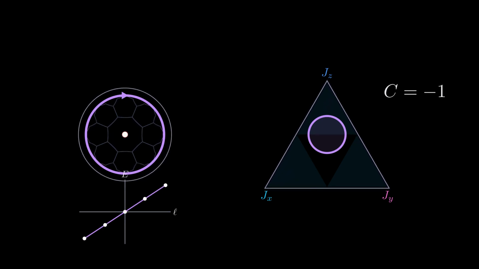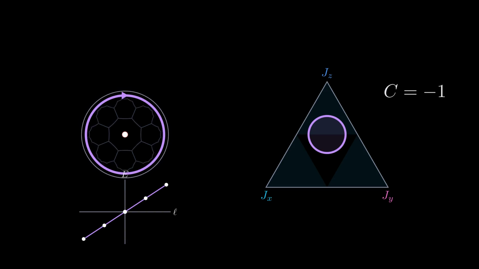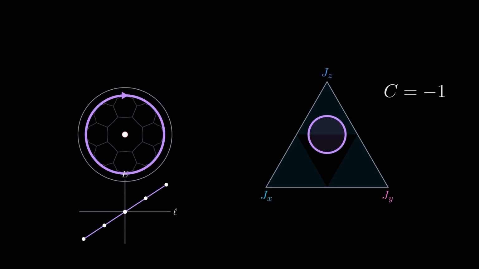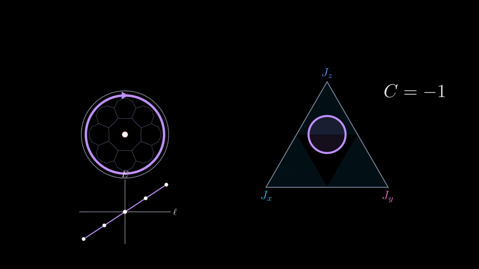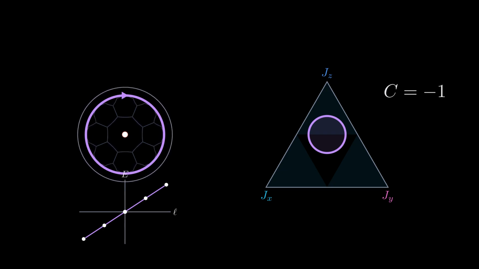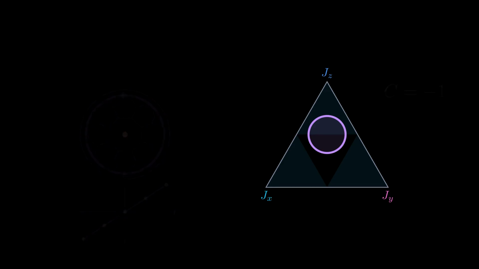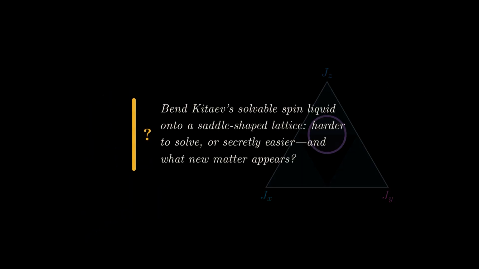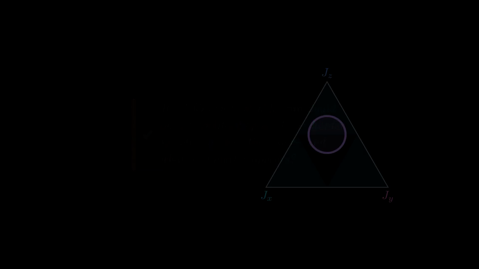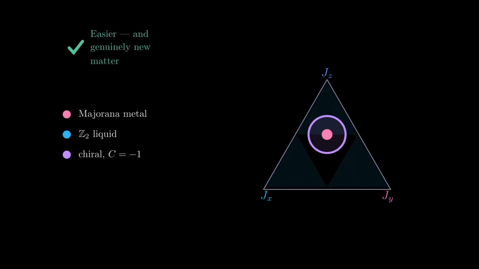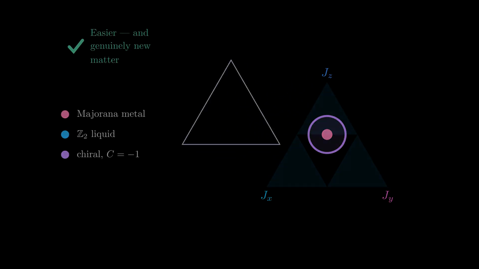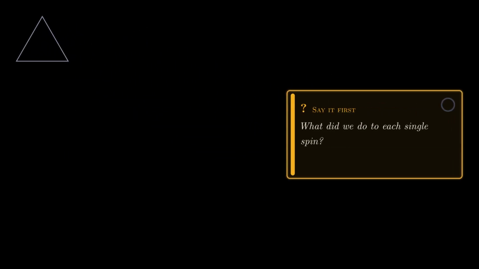Curvature even changes how many edge states there are. Because the saddle is almost all edge, you get a whole extensive army of them, not the thin skin a flat flake would give. So look back at the guess we started with: bend Kitaev's magnet onto the saddle, harder to solve? No, the mirrors made it exact, not just a crumpled honeycomb, not even close. You get a metal of Majoranas, a tame liquid, and a wild one, 3 states of matter the flat model never had.